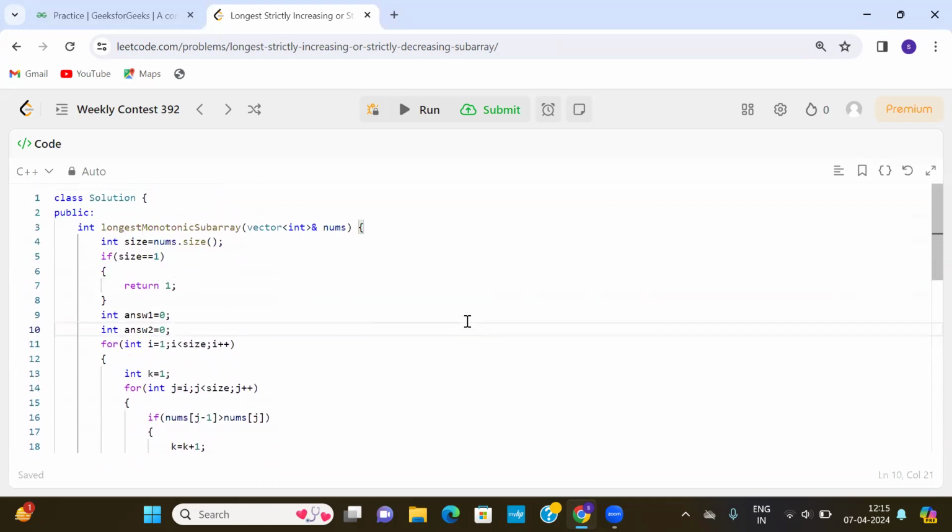So I hope the question is clear to you all. I have used the brute force approach, which you can easily use in question number 1.